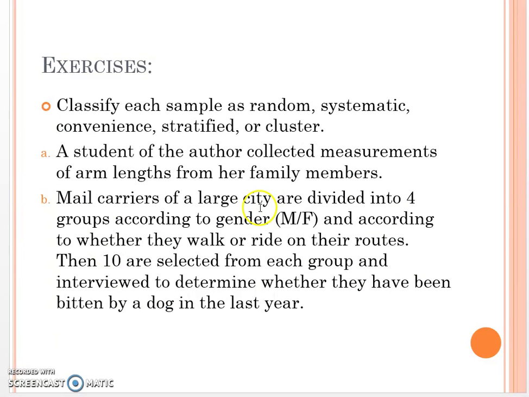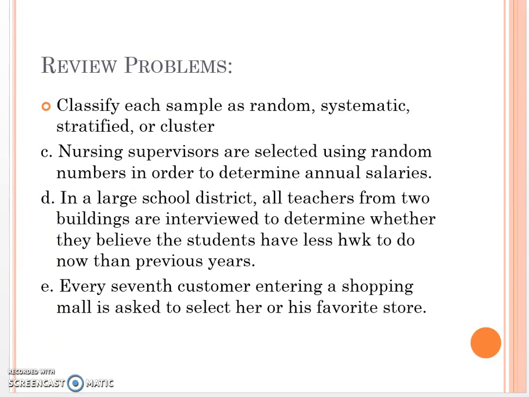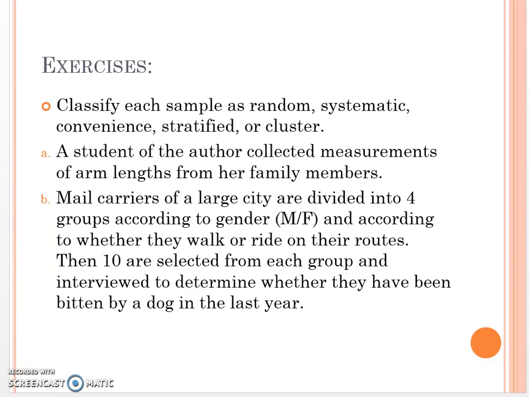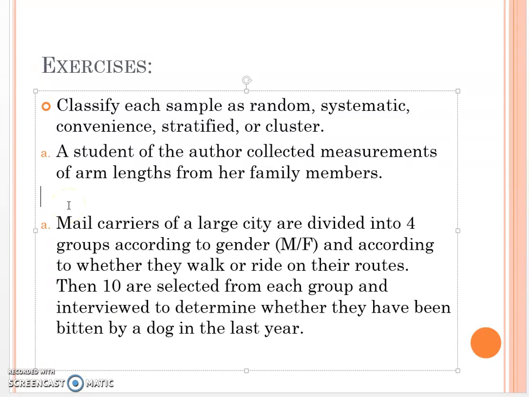Now let's look at the exercise of the following 5 questions. I'll give you 30 seconds. First of all, look at this page here, and we'll come back to talk about which sampling method they've used. Okay, so the first one, a student of the author collected measurements of arm length from her family members. Her family members are very convenient to her, so we should be using convenience sample.